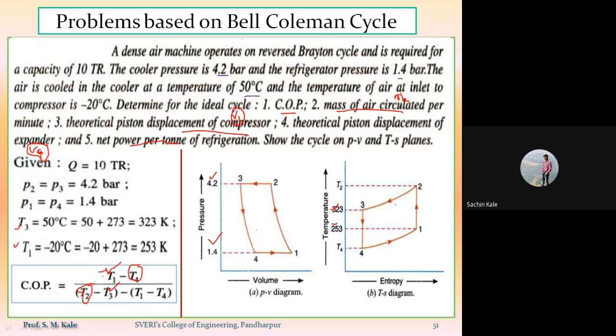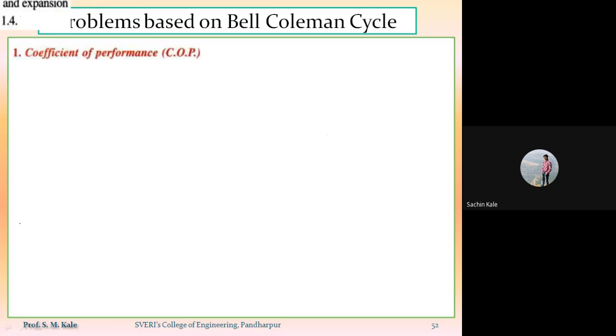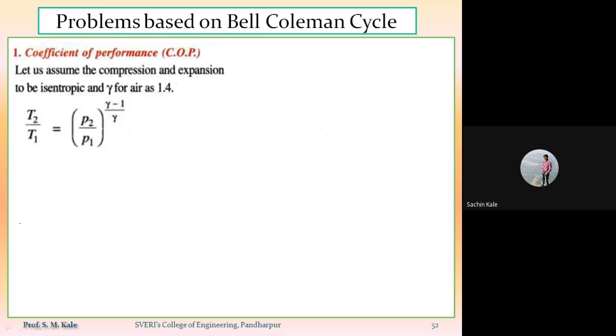So T2 and T4 are unknown terms. So to calculate the value of T2 and T4, we are going to use the equation 1 to 2. So from equation 1 to 2, we'll get that T2 by T1 is equal to P2 by P1 raised to gamma minus 1 upon gamma.